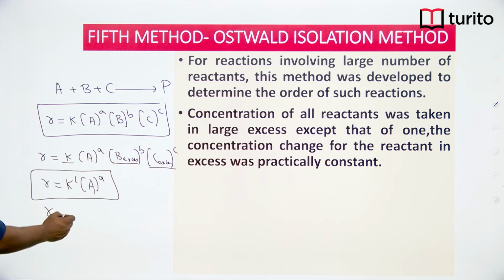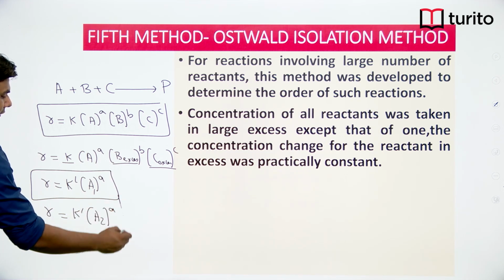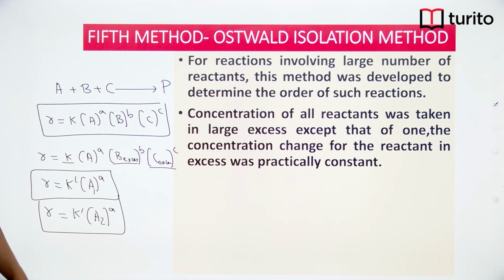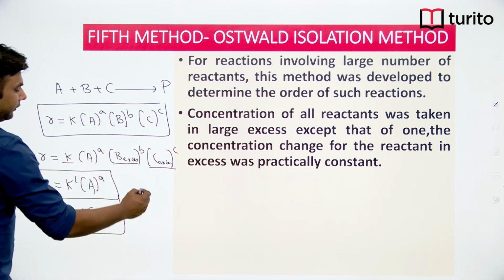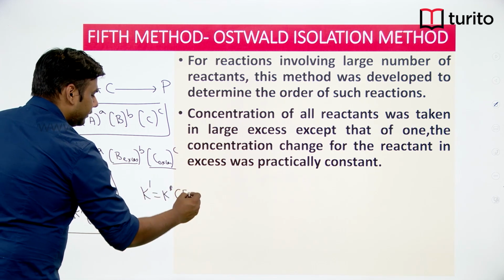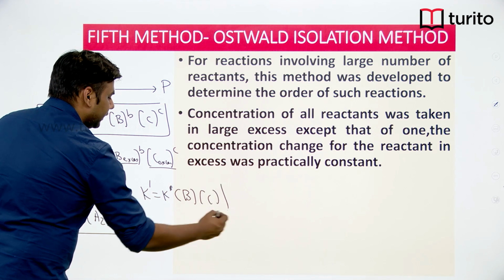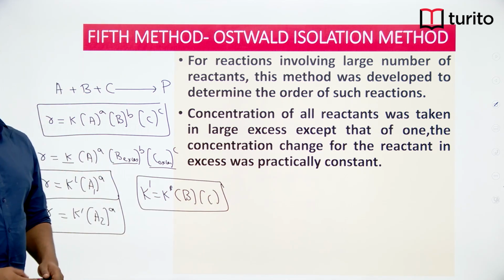Now if you take another concentration of A, suppose we take it as A2, and we take B and C in excess. Because they are in excess, we have taken care of them in the new rate constant, that is K dash. So just divide it, and we will get the value of the order with respect to A.